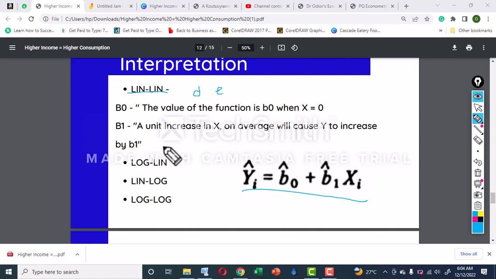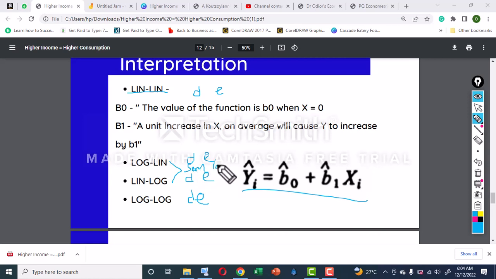That's lin-lin. We have log-lin. It means the dependent variable is in log form, the independent variable is in linear form. Lin-log means the dependent variable is in linear form, the independent variable is in log form. And log-log, both dependent and independent variables are in log form. So that's the difference between the four of them. These two, we call them semi-log form.